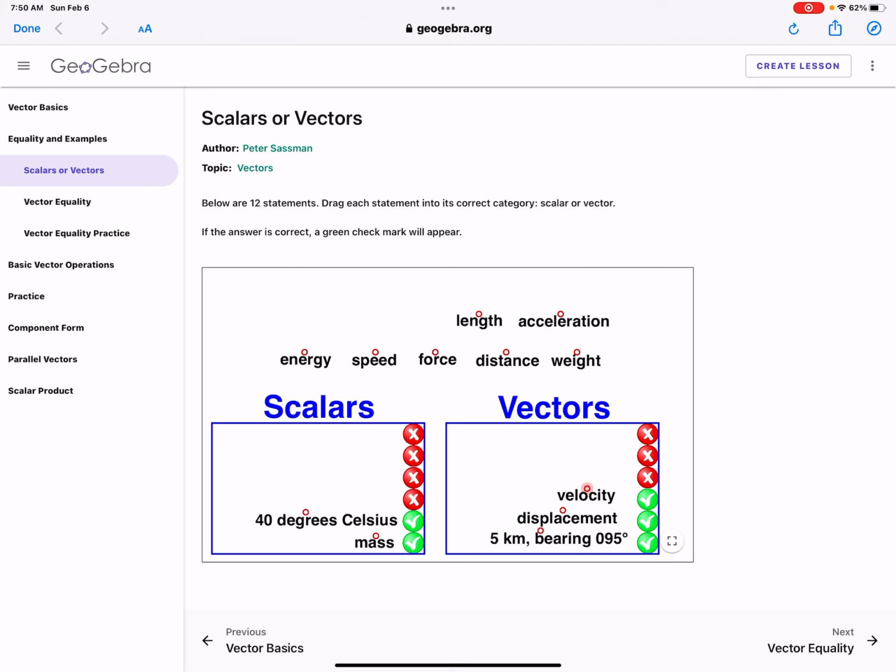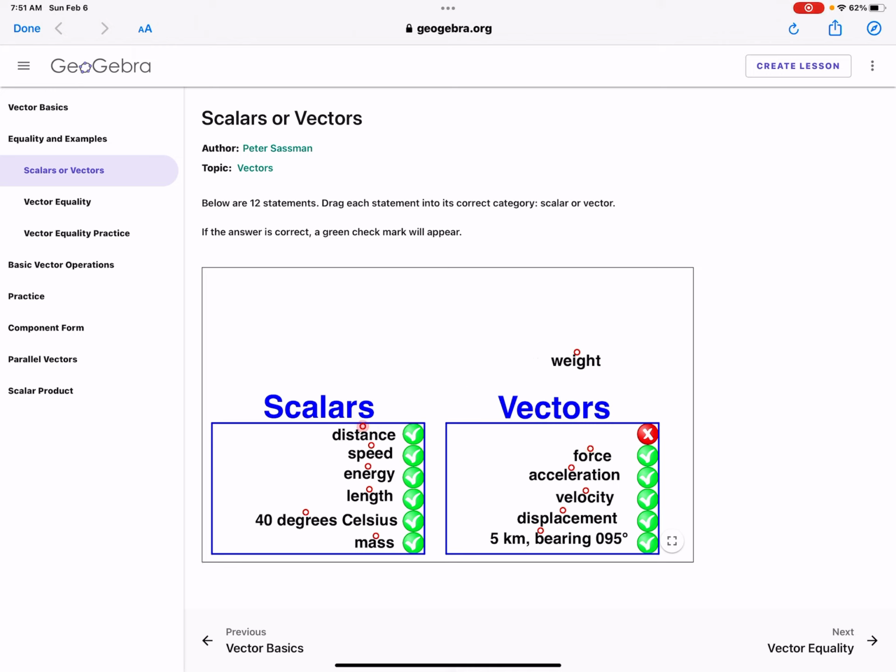Velocity is also a vector. It tells us the direction of the speed. Length, that's a scalar. It doesn't have direction. Acceleration has direction. So that's a vector. Energy is described by simply a single number. So that's a scalar. Speed tells us how fast we're going, just the magnitude of it. So that's a scalar. Force is a vector. Distance is a scalar, and weight is a vector.